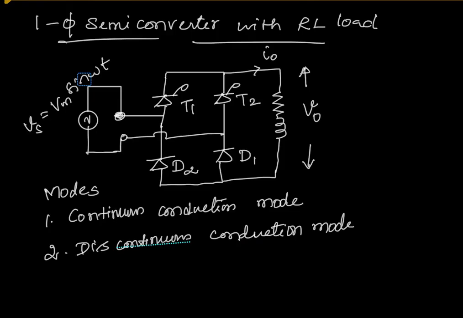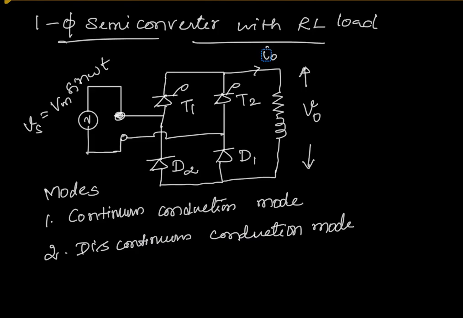Hello everyone. In this video, we are going to see the single-phase semiconverter with RL load. The single-phase semiconverter is a one-quadrant converter. The converter can operate only in one quadrant. The circuit of the single-phase semiconverter with RL load is given here, which consists of two thyristors and two diodes.